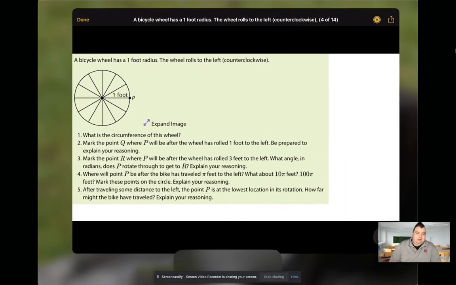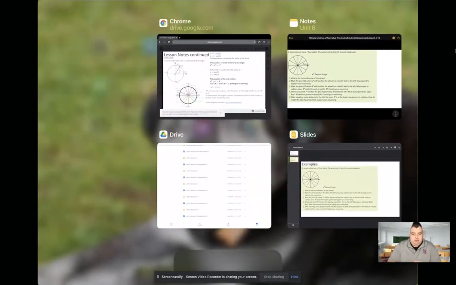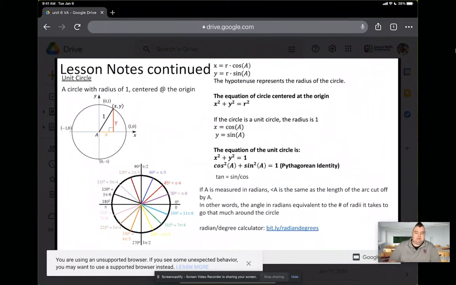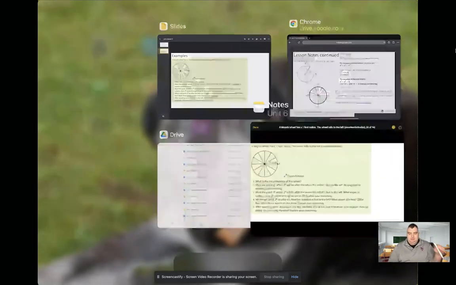Now, the part about this having a 1-foot radius is important because if we go back to some of the lesson notes from lesson 1, this is an example of what we call a unit circle. A unit circle is a circle with a radius of 1 that's centered at the origin. So this wheel, by saying it has a radius of 1, is a unit circle, okay? And the reason why that's important is going to become clearer as we move on.